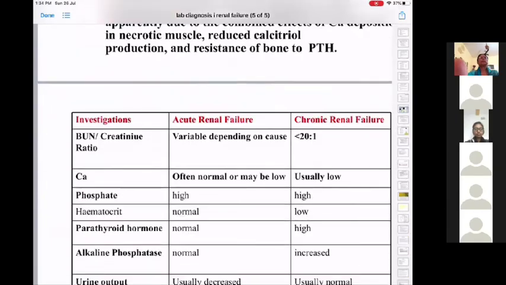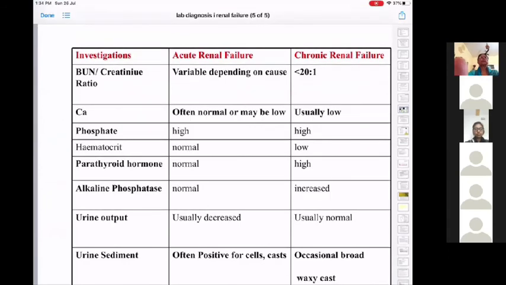Now, the difference between acute renal failure and chronic renal failure. The BUN to creatinine ratio is variable depending upon the cause in ARF, and in CRF it is less than 20:1. Calcium is often normal or maybe low in ARF, since acute renal failure is an acute condition and may be reversible. In CRF it is usually low. Phosphate is high in both conditions.